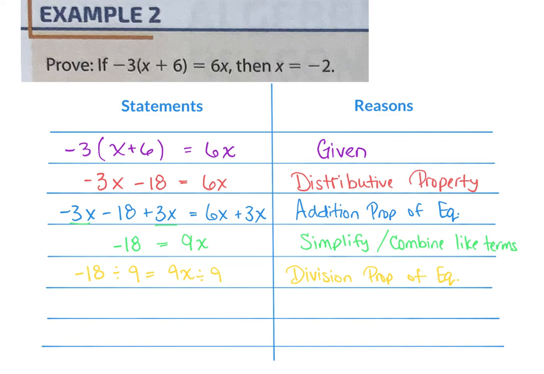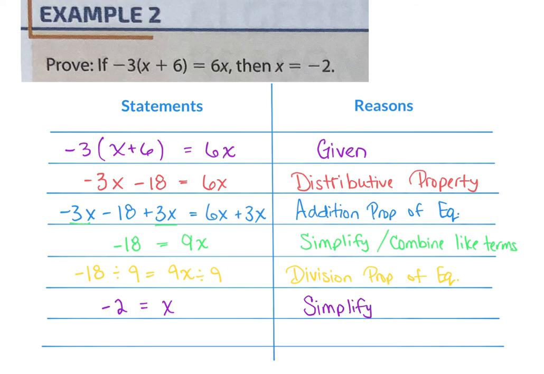All right? The next step is once again simplifying. That's all I'm doing here is I am simplifying those. What is negative 18 divided by 9? Negative 2. What is 9x divided by 9? X, right? It's 1x, yes. And you don't have to write the 1, but it is 1x.